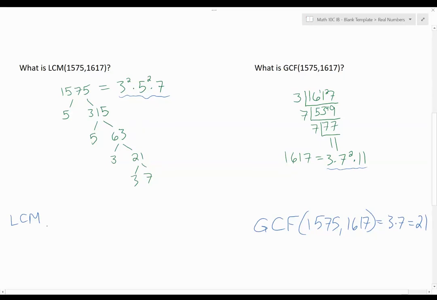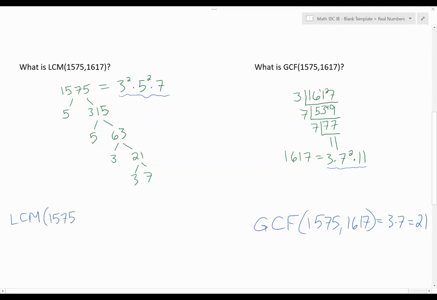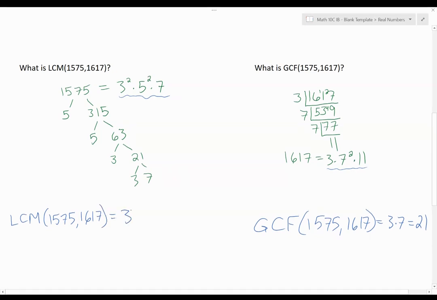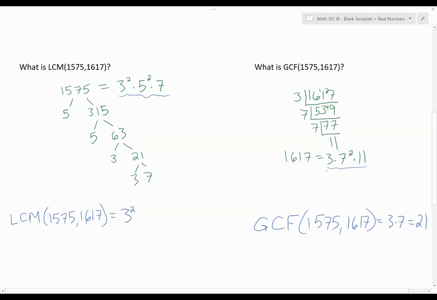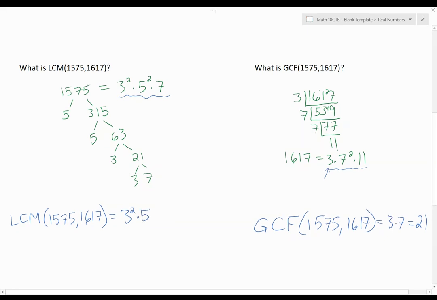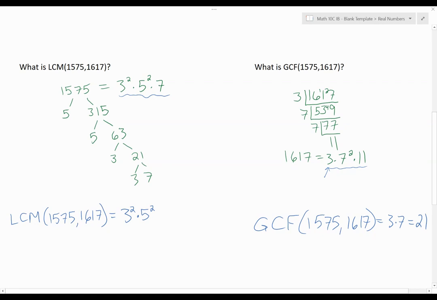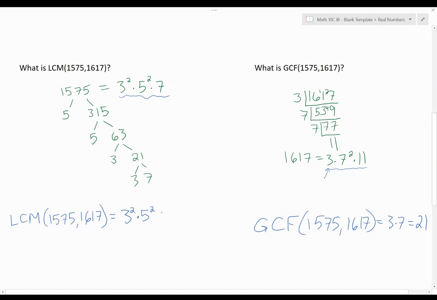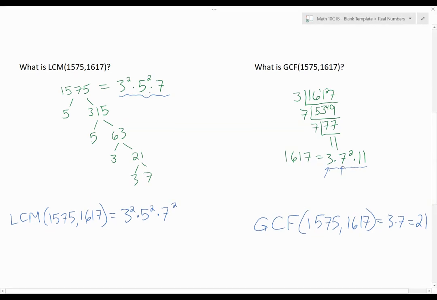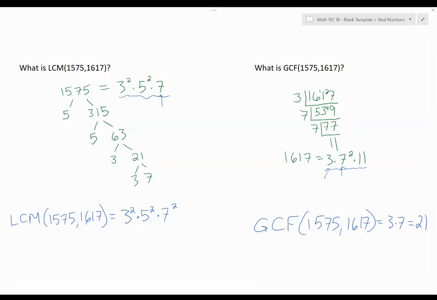So the least common multiple of 1575 and 1617 is going to be 3 squared, which does include the 3 I need for 1617, times 5 squared. I don't need any 5s to create 1617, but I do need 2 5s to create 1575, times 7 squared. The 7 squared is coming from 1617, but it now includes the 7 that I need for 1575, times 11.